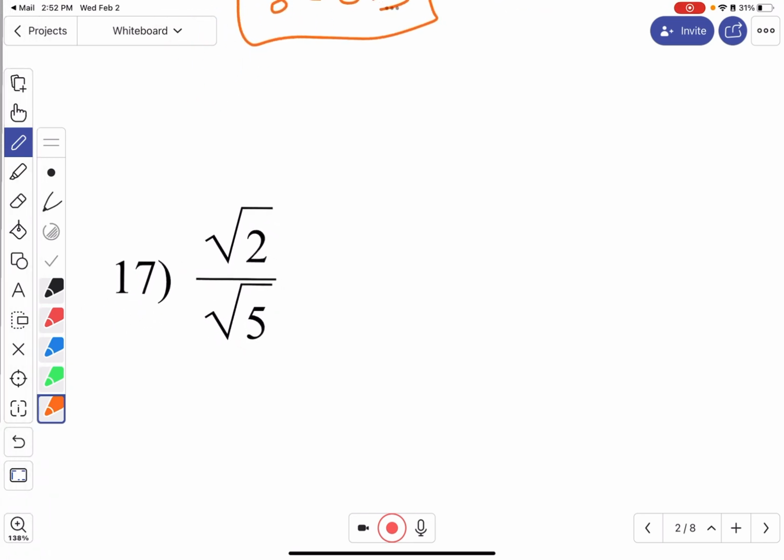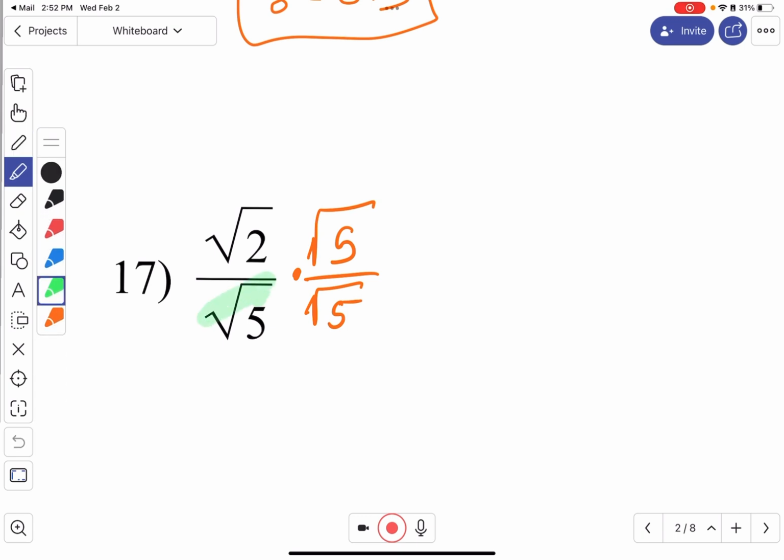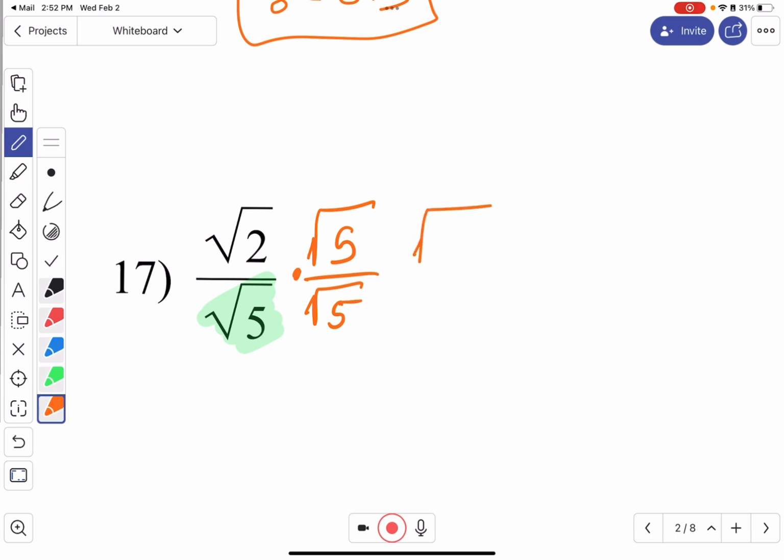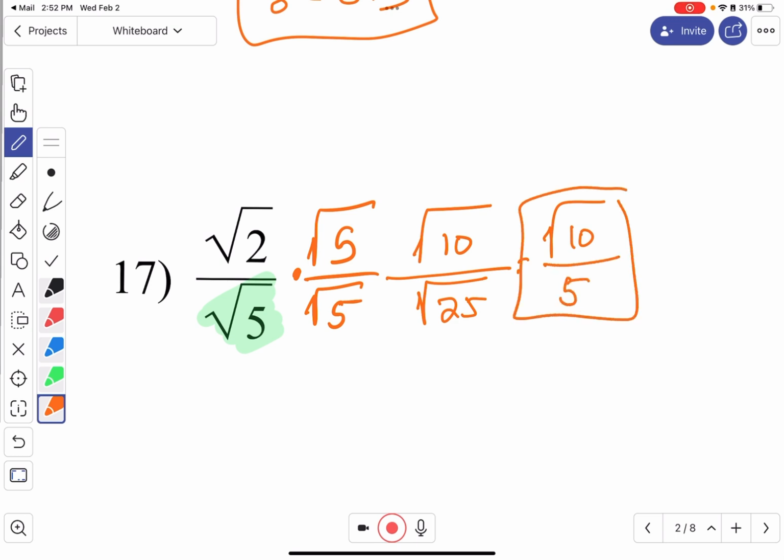Number 17, now we're working on division. Remember, when we're dividing, we cannot have an end result that's dividing by a radical. So the way we get rid of dividing by a radical is we multiply both the numerator and the denominator by whatever that radical is, in this case, radical 5. When we do that on top, you get the square root of 10. On the bottom, you get radical 5 times radical 5, which is radical 25. But we know the square root of 25 is 5. That's your solution. And you're done.